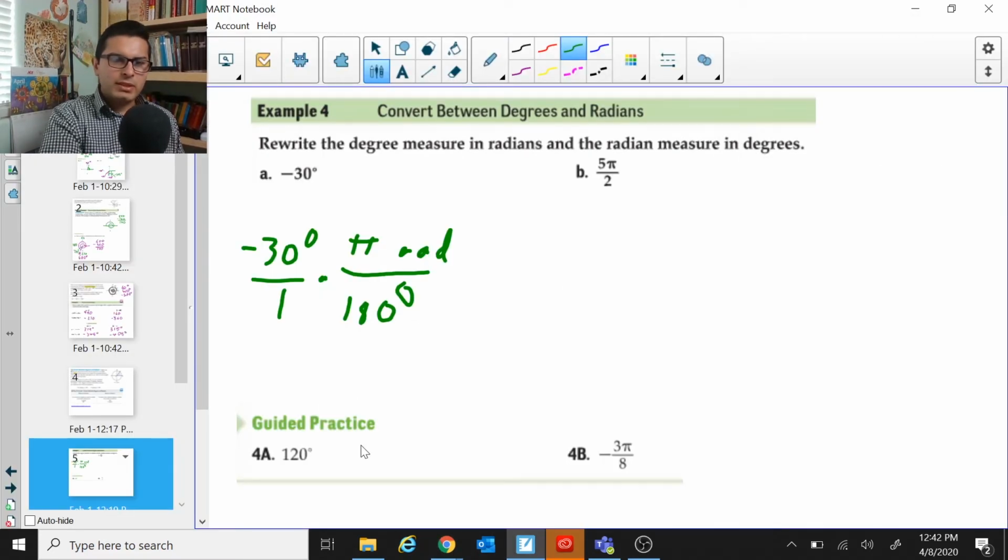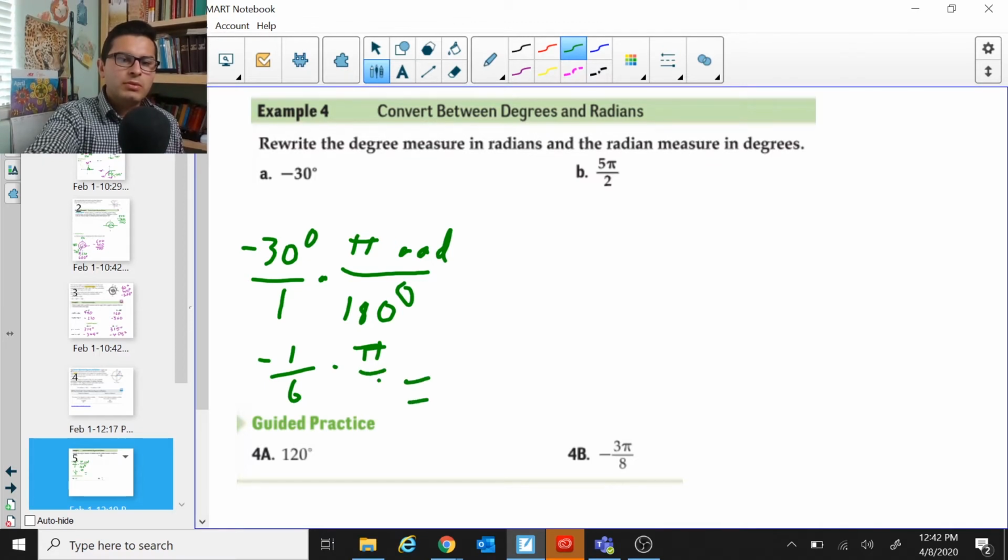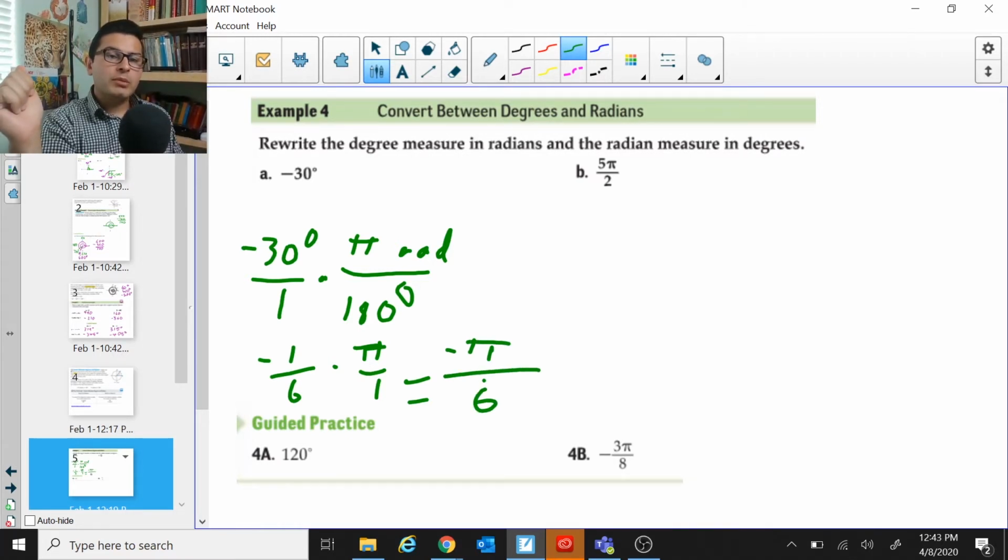I'm going to go back to here, and as we saw, this will be -1/6 times pi. So all we have to do is just place that pi on the top. So this will equal -pi/6. And that is our radian measure, -pi/6. It's really not that difficult as long as you place the numbers in the right spot.